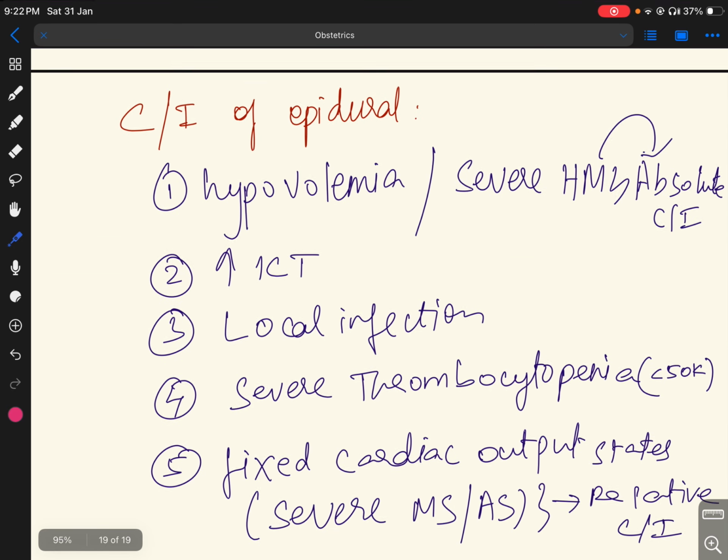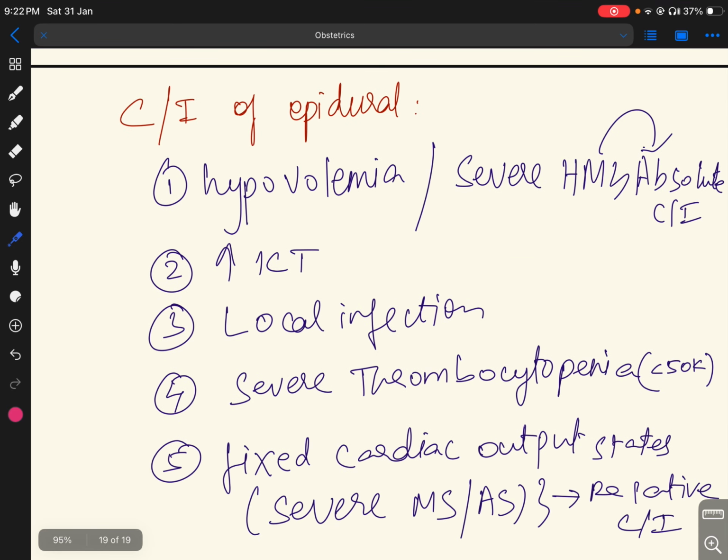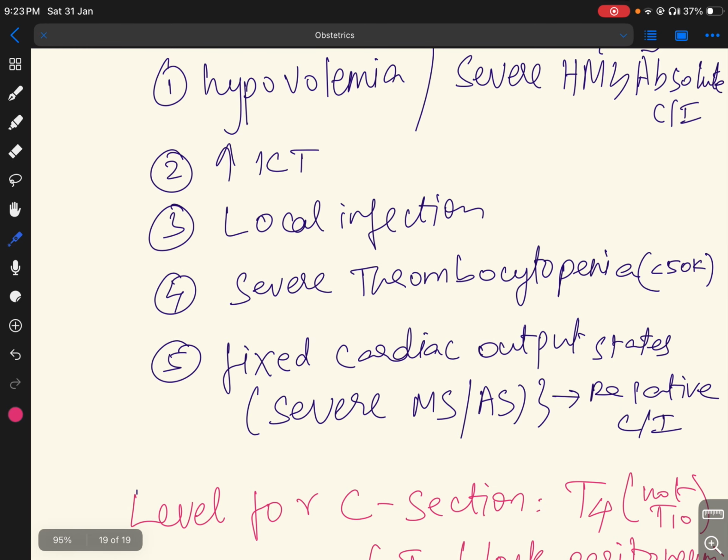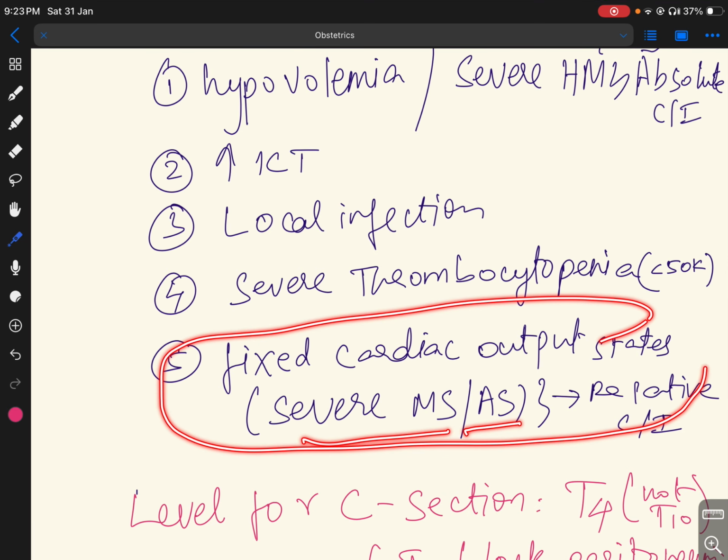What are the contraindications to epidural? Hypovolemia or severe hemorrhage. It is an absolute contraindication. Increased intracranial tension, local infections, severe thrombocytopenia, that is less than 50,000. Fixed cardiac output state, in case of severe MS and AS, is a relative contraindication.